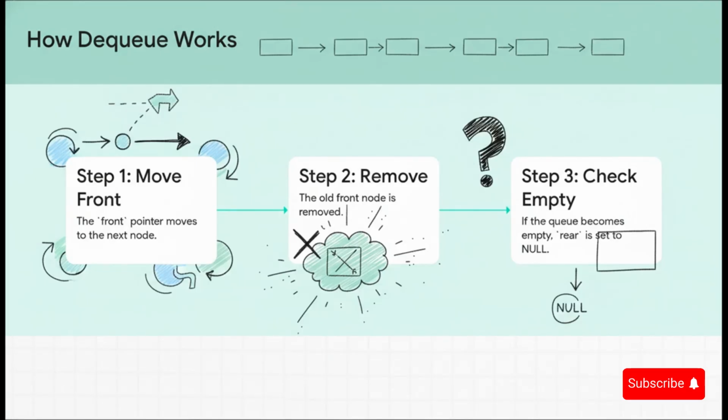So here's the play-by-play for dequeue. First, we make a note of who's currently at the front. Then, we tell our main front pointer to move up one spot, to the next person in line. Once that's done, it's safe to remove the old front node. And there's one really important edge case. What if we just served the very last person? Well, now the line is empty, so we have to make sure our rear pointer is also set to null.